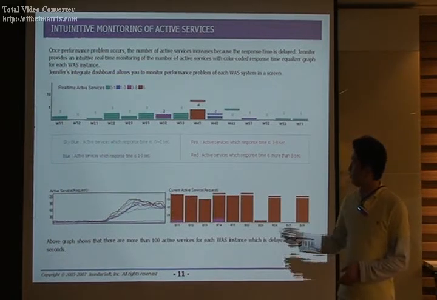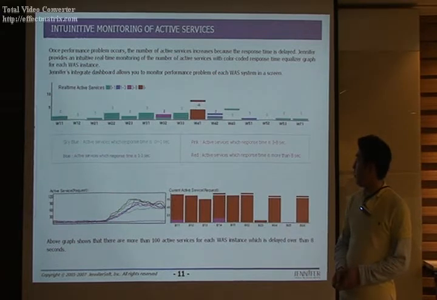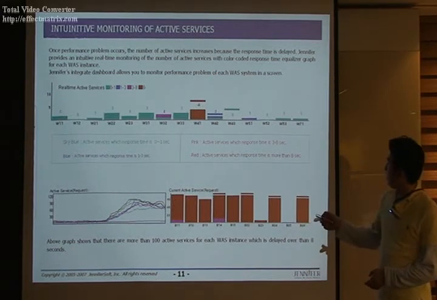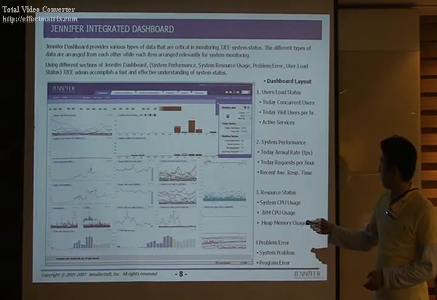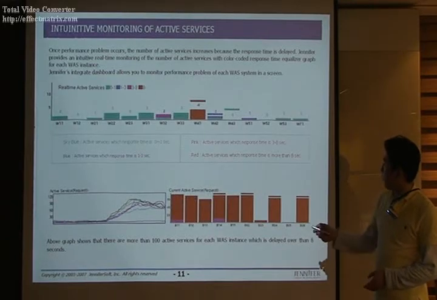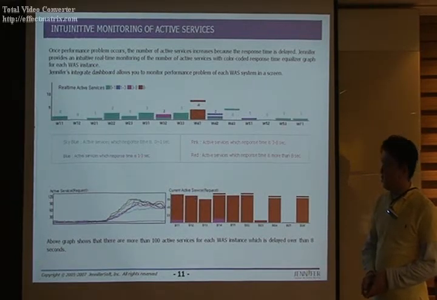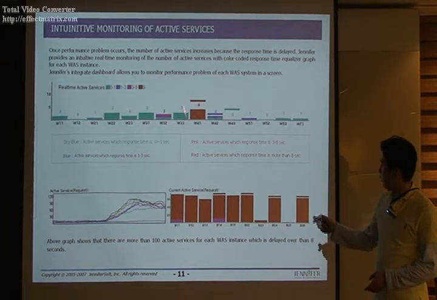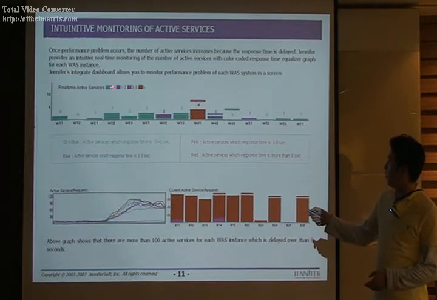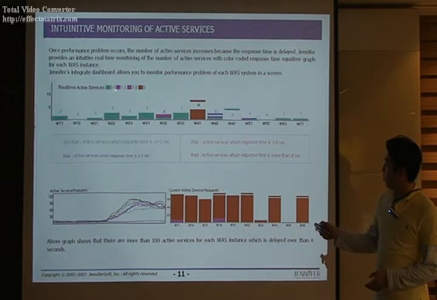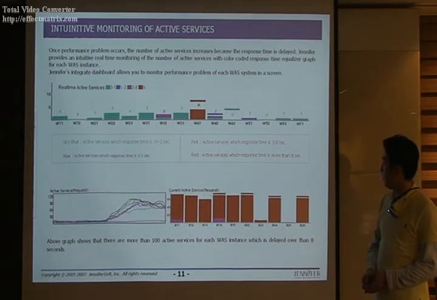Jennifer's dashboard also boasts intuitive monitoring of the active services. The graph that you just saw is basically this module right here. The graph counts the number of real-time active services for each web application. And each graph is color-coded, so that you can easily tell whenever the number of active services goes over a certain threshold. In this case, green is indicated for 0 to 1, purple 1 to 3, pink 3 to 8, and red 8 or more active services taking place right now.